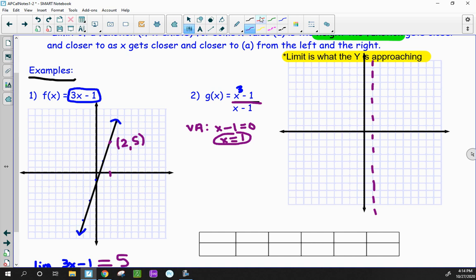Okay, then you're going to try to figure out if there is a hole. The hole is going to occur, if there is one, at the place or places where this equation has any x value that cancels. In this case, looking at it straightforwardly, I don't see anything canceling from left to right, so we'll leave that out for now. And then we're going to move on to the HA.